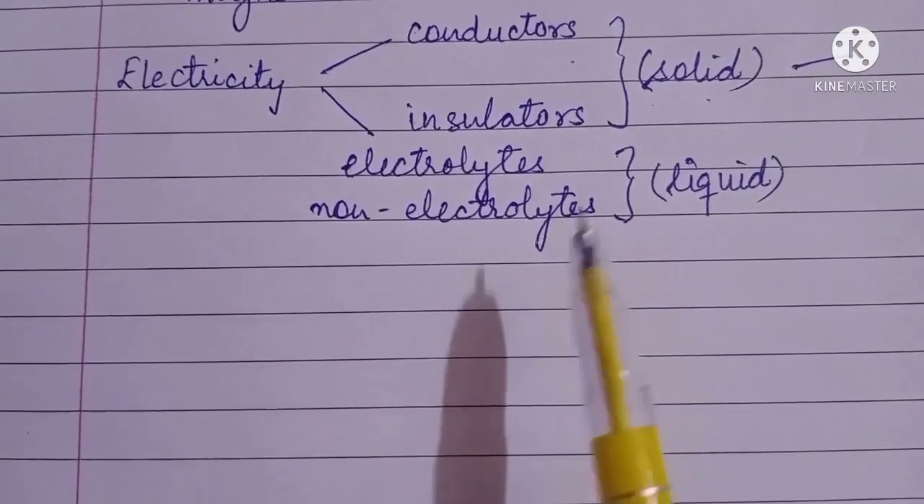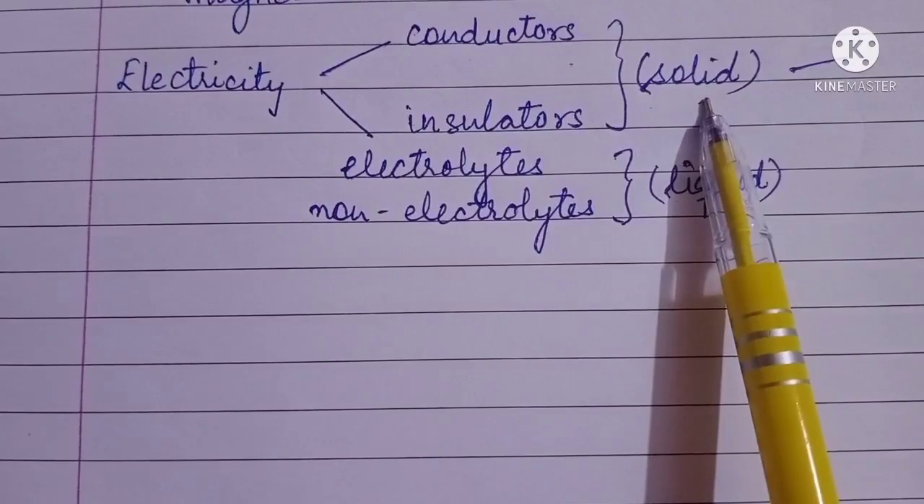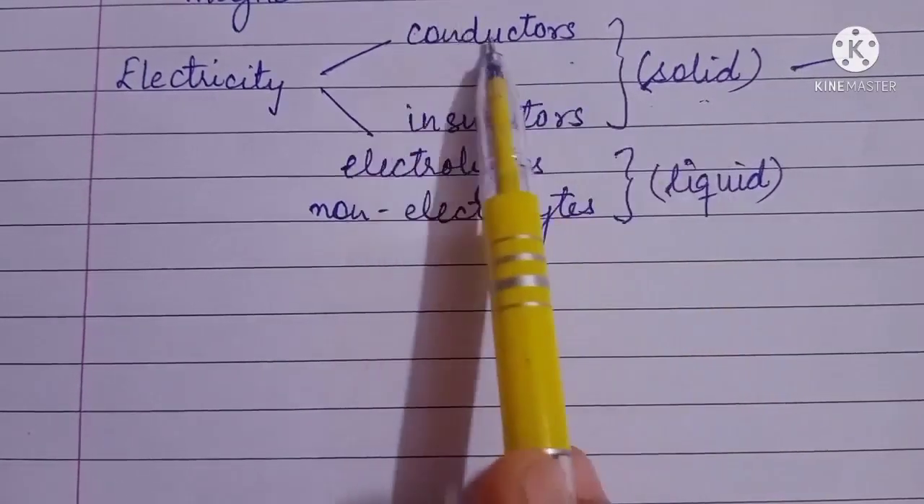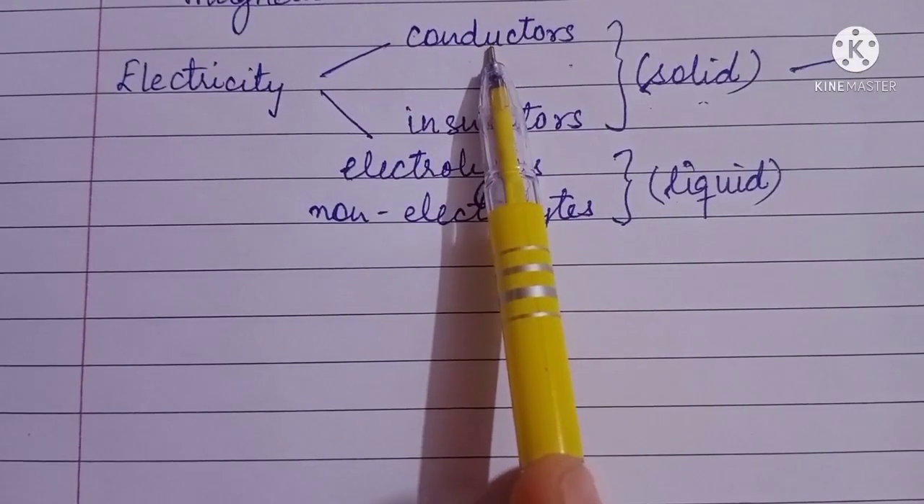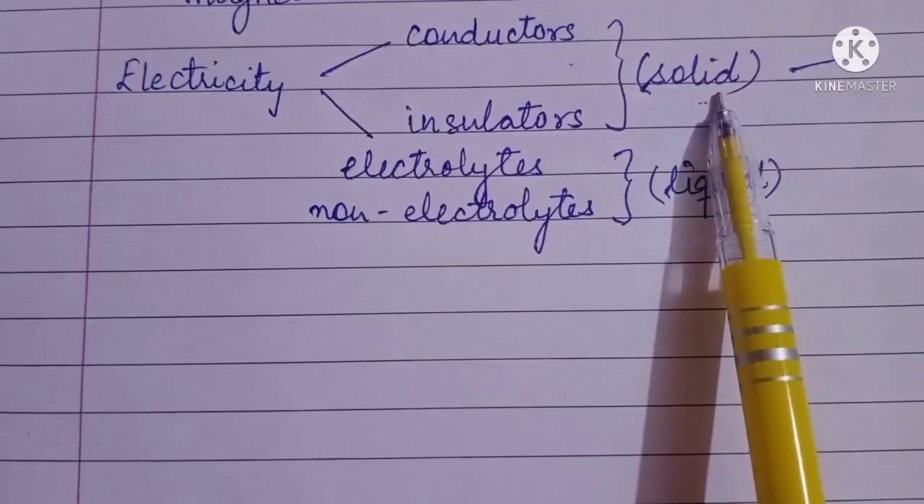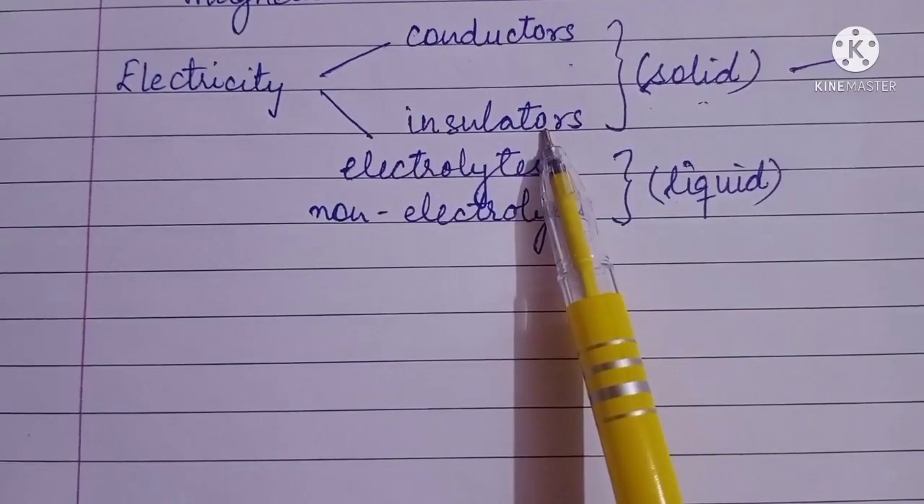Now, if some solid is allowing the electrons to flow through it, means if it is allowing the current to flow through it, we call it a conductor, a good conductor. And in case the solid is not allowing the charge to flow through it, then it is called an insulator.